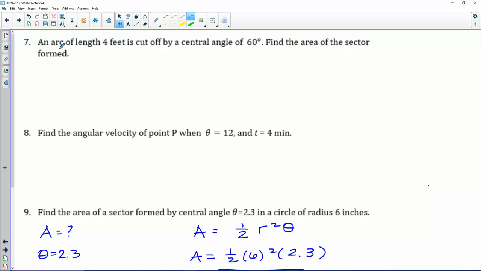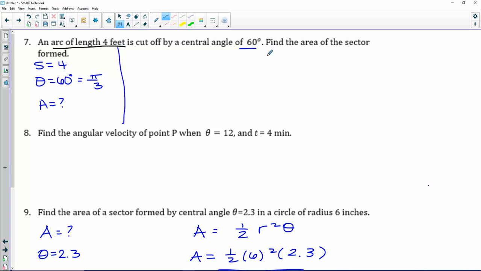So an arc of length 4 feet. If I'm telling you the arc, what variable is that? No, S is 4. Cut off by a central angle of 60 degrees. So your angle is theta, but it has to be radians. 60 degrees is what in radians? Find the area of the sector.